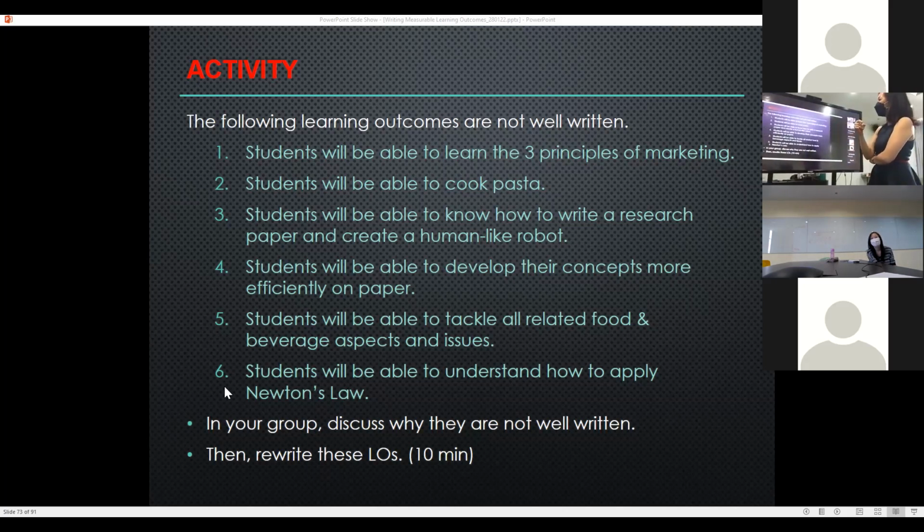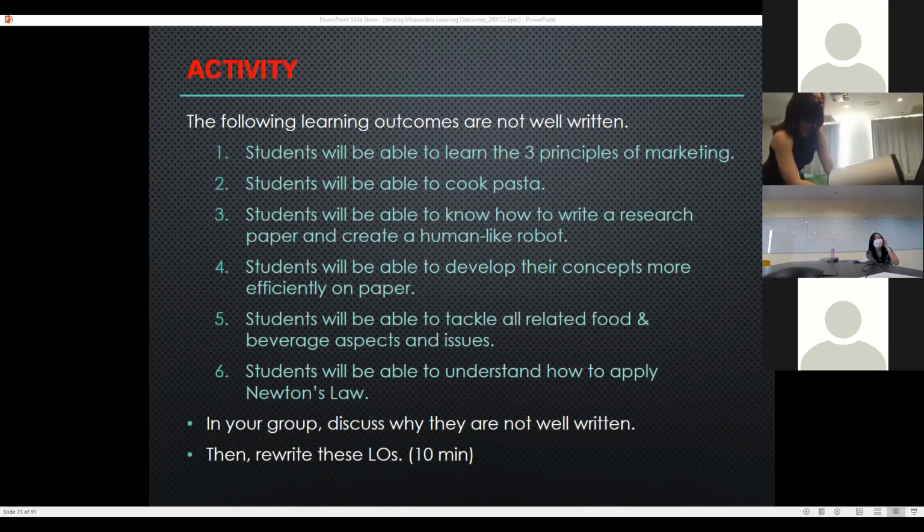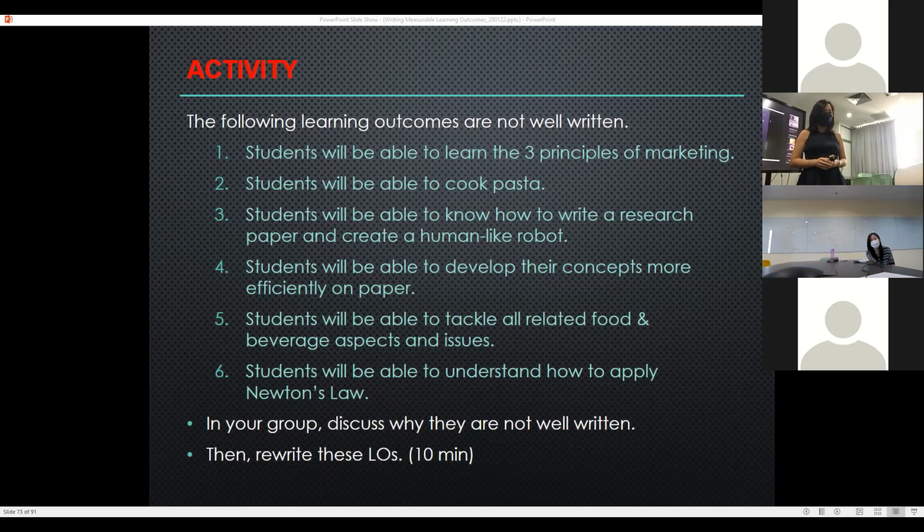Right, next one. Students will be able to develop their concepts more efficiently on paper. This one, we retain the word develop, but to develop a paper prototype to show their concept effectively. So students will be able to develop a paper prototype to show their concept effectively.